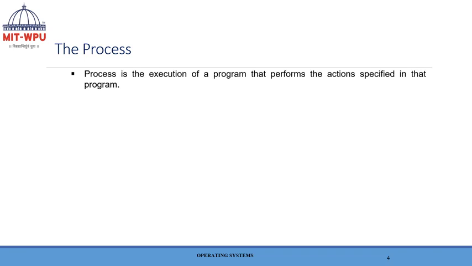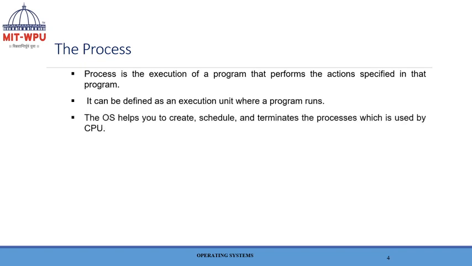actions specified in that program. It can be defined as an execution unit where a program runs. The operating system helps you to create, schedule and terminate the processes which are used by the central processing unit.